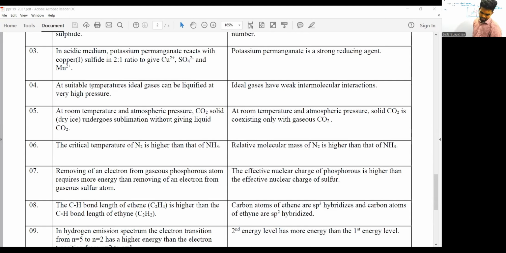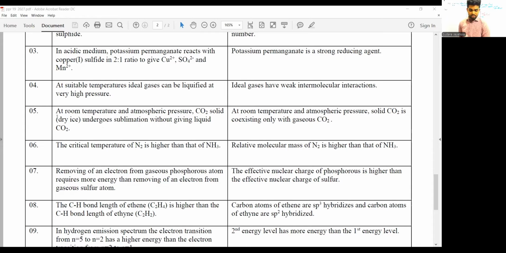Then look at the fifth one. At room temperature and atmospheric pressure, CO2 solid or dry ice undergoes sublimation without giving a liquid state. Yeah, so it undergoes sublimation. There is a small problem with the question. When I was preparing the question, I didn't think about that much. So anyway, I'll give you the printout in our next class. I'll correct that when I'm giving this.